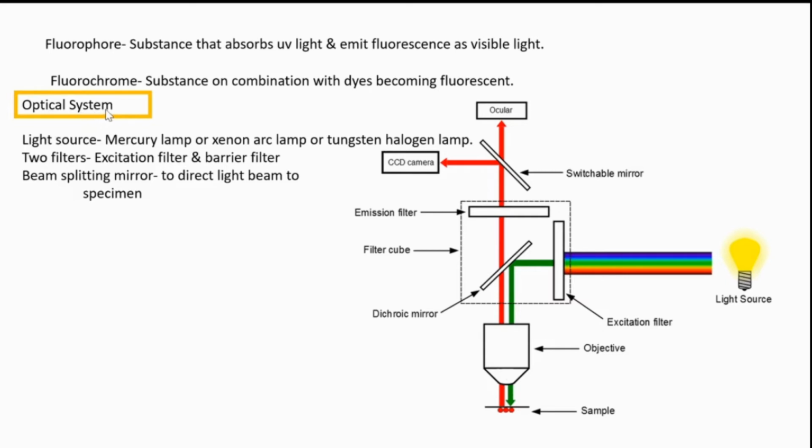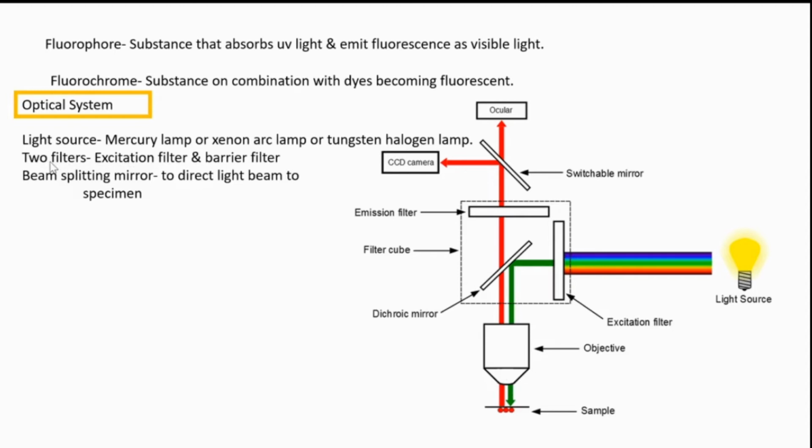Here, in the case of the optical system, the light source is mainly a mercury lamp, xenon arc lamp, or tungsten halogen lamp. Any of these lamps can act as a source of UV light for a fluorescent microscope. So you have to try to learn any two of these light sources as the light source for a fluorescent microscope.